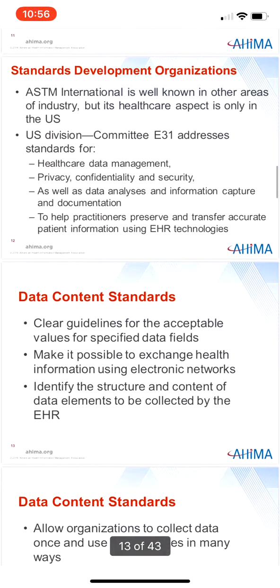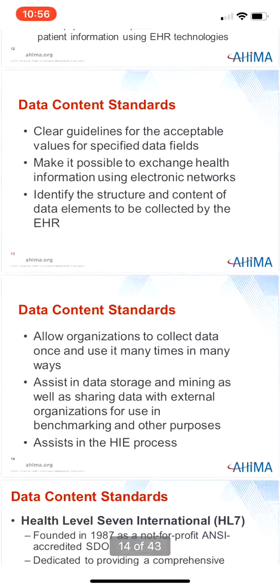All right, so let's talk about our data content standards. Data content standards are clear guidelines for the acceptable values of specified data fields. These standards make it possible to exchange health information using electronic networks, and they identify the structure and content of data elements to be collected by the EHR. Data content standards allow organizations to collect data once and use it many times in many ways. They also assist in data storage and mining, as well as sharing data with external organizations for use in benchmarking and other purposes. The use of data content standards also assist in the HIE process.